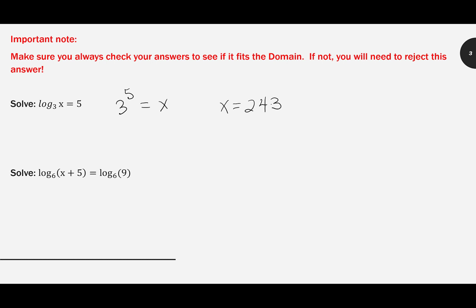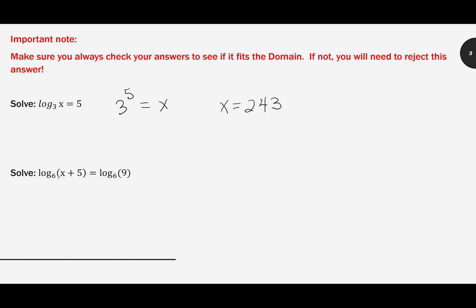The next one, I have the log base 6 of x plus 5 is equal to the log base 6 of 9. So we have a log on each side, which means I'm using the one-to-one property. In this video, we are not going to come across any times when I have different logs on the sides of the equation, so we're not going to have to worry about that here. Maybe that's for more advanced classes, but not for general college algebra.